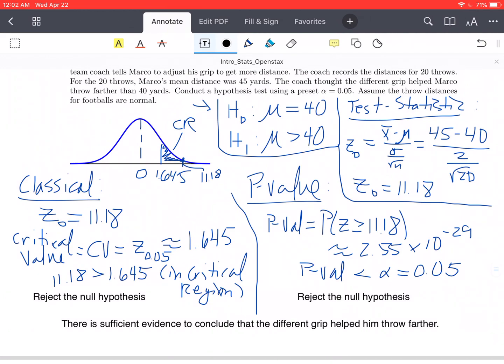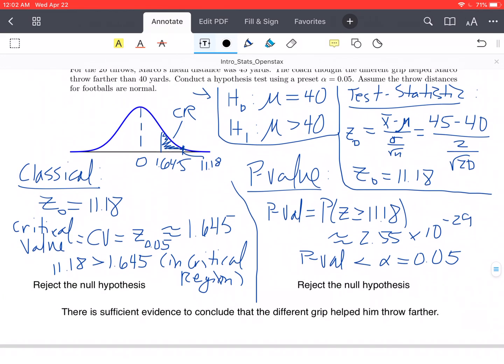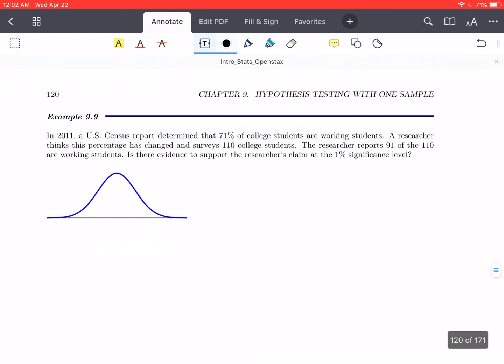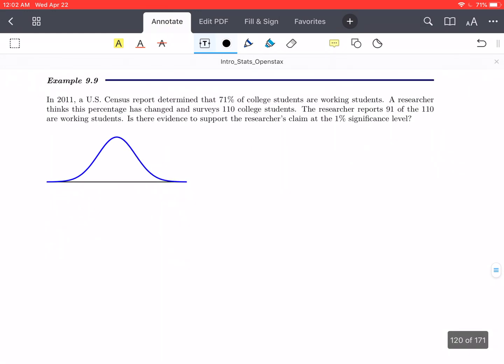All right, let's look at another one, this time dealing with a proportion. In 2011, a U.S. Census report determined that 71% of college students are working students. A researcher thinks that this percentage has changed and surveys 110 college students. The researcher reports 91 of the 110 are working students. Is there evidence to support the researcher's claim at the 1% significance level? So with 99% confidence, are we able to support his claim?